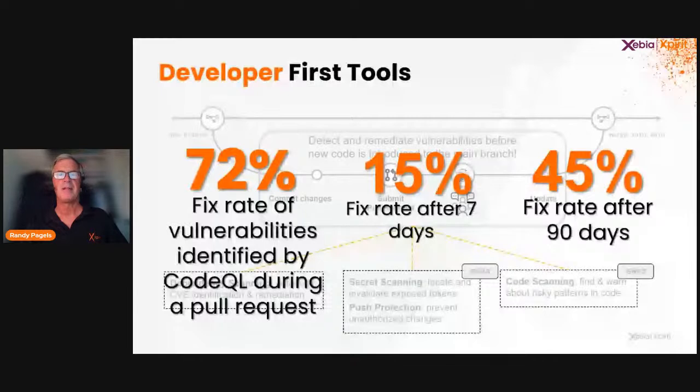Using these types of tools greatly boosts the fix rate, surpassing industry standards. Vulnerabilities flagged by CodeQL during pull request achieve a 72% fix rate, outpacing the 15% after 7 days and the 45% after the 90-day norm.